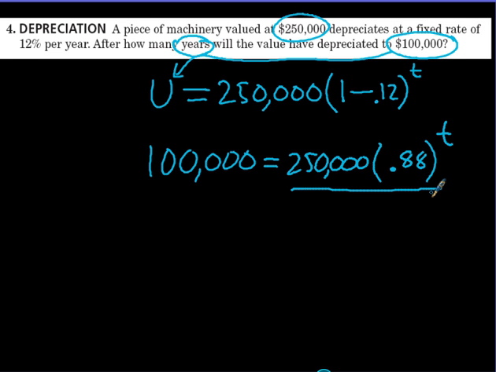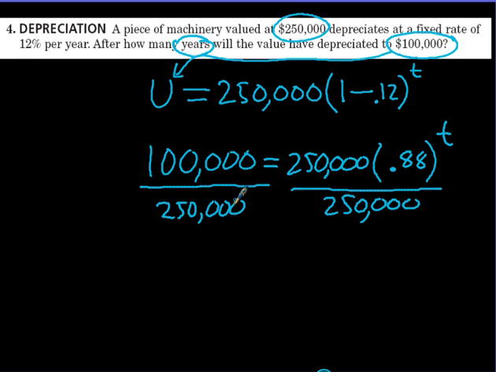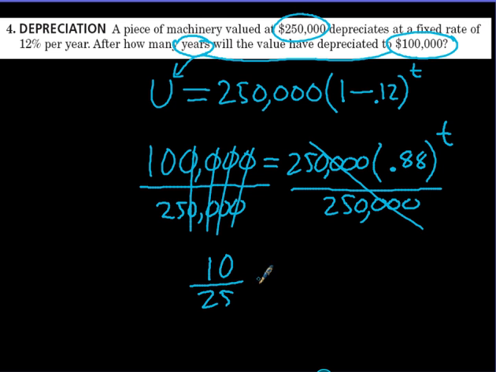Got to get t by itself. Divide by 250,000. $250,000 is gone. So we have 10 over 25. I could simplify it further, but I'm really not worried about it. It's not a final answer. Equals 0.88 to the t.